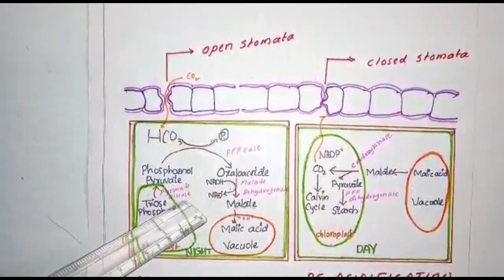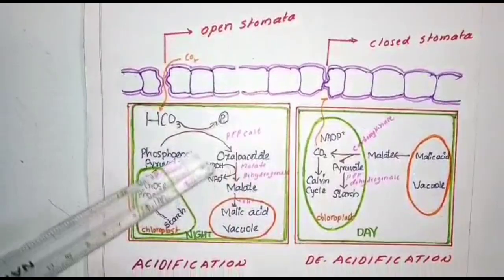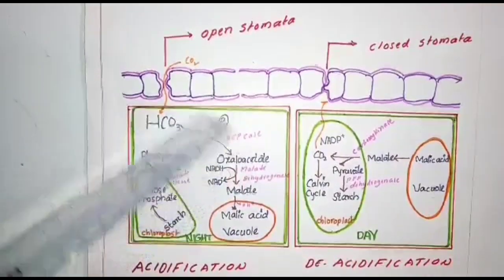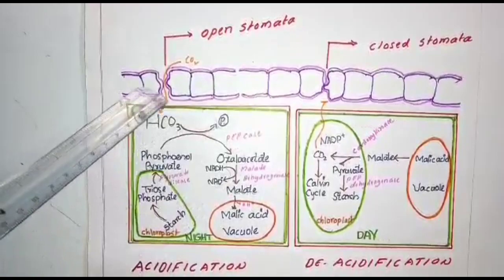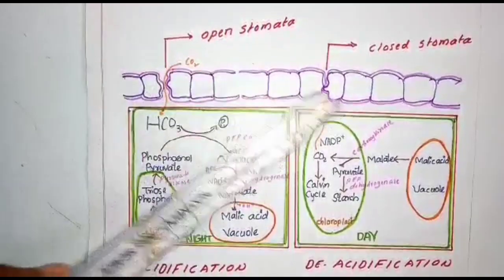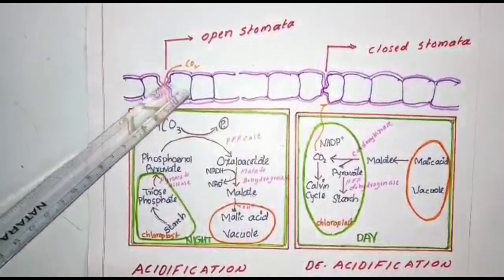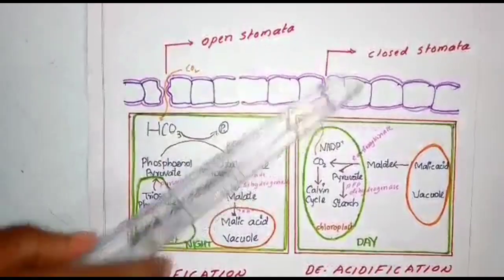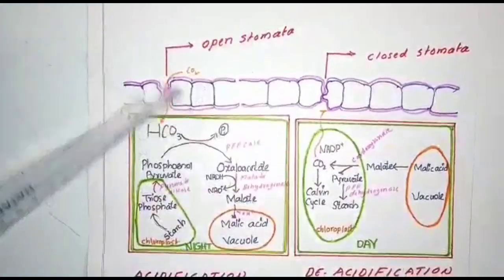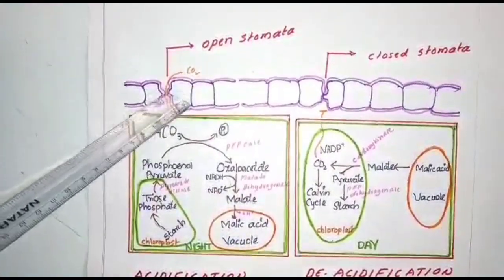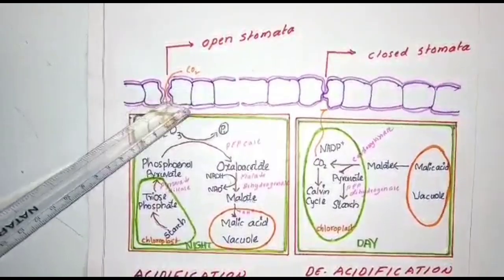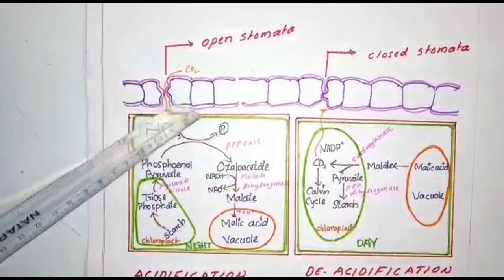These plant species have a somewhat different anatomical structure, as you can see here. First of all, we can try to understand the stomata. Stomata are open during night time and closed during daytime. They open during night time to reduce the loss of water, because these plants grow in areas where water is scarce.